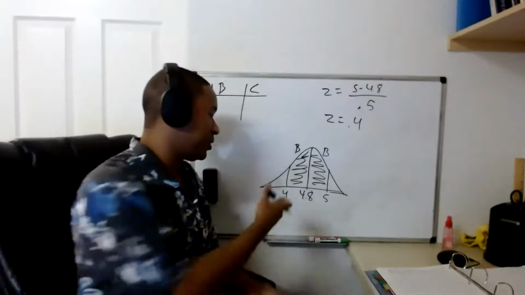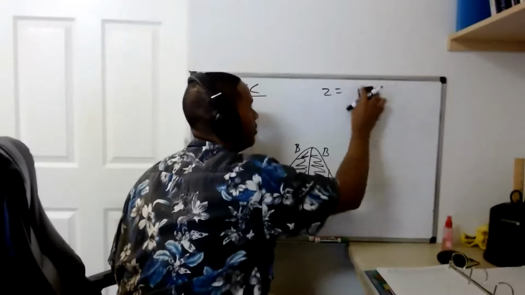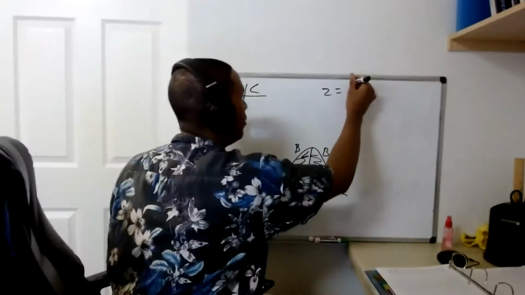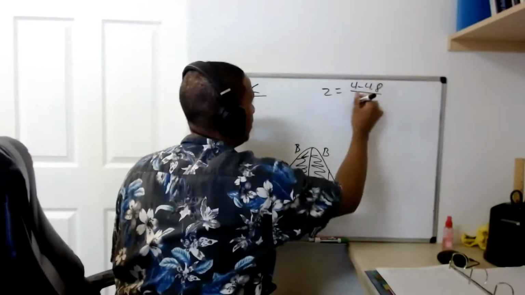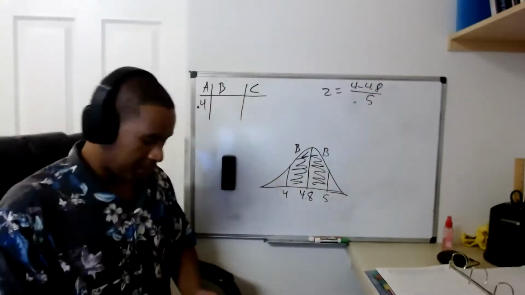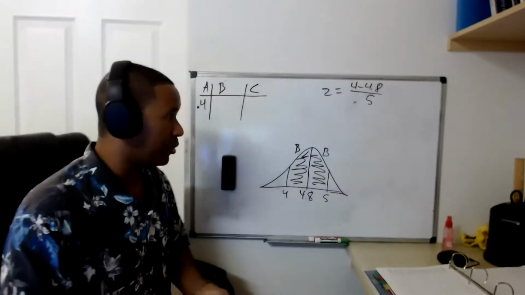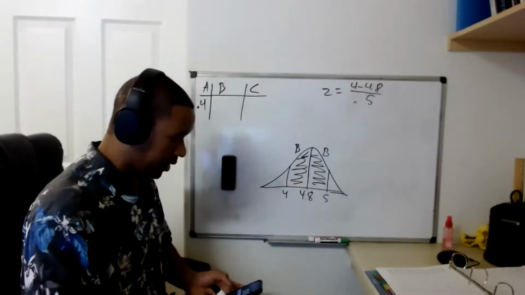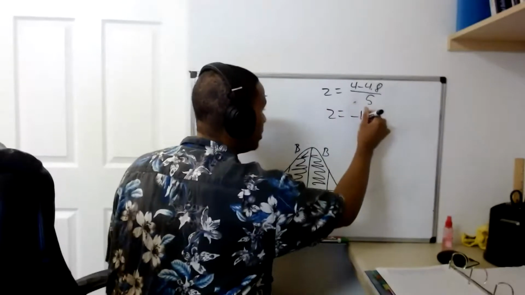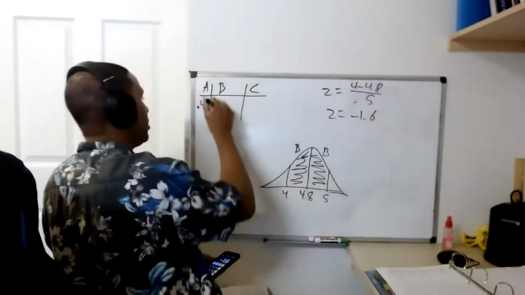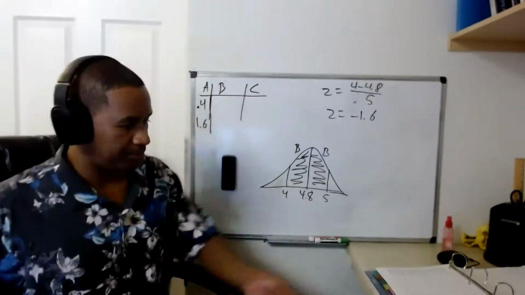Cool. Now we also need to do this for 4. So if I were to do this for 4, I would do a z, which is 4 minus 4.8 divided by 0.5. So 4 minus 4.8 is going to give you negative 0.8 divided by 0.5. You're going to get z equal to negative 1.6. So we're going to look for a z equal to 1.6 in the table as well.